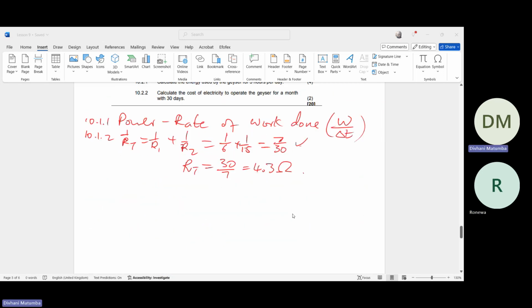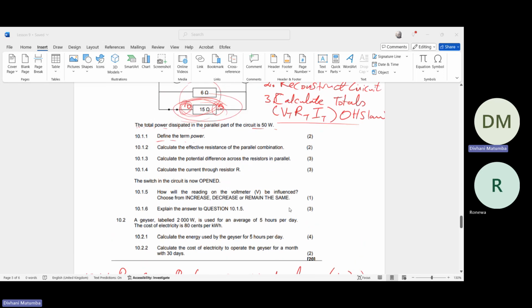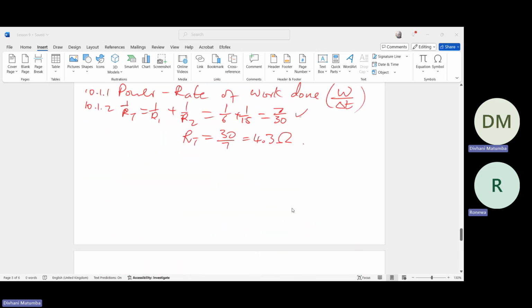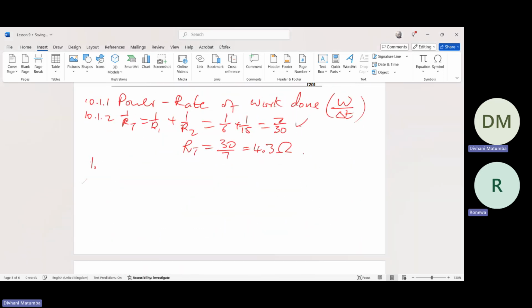Let me write down what you want me to write. That is 10.1.3. You must write down the right things. I will correct you later. You are saying I should write? I said V is equals to I times R. Okay, I times R. Do we have the value of I?